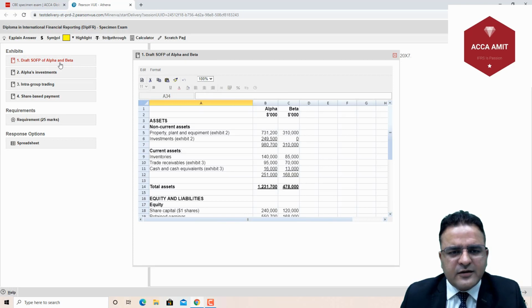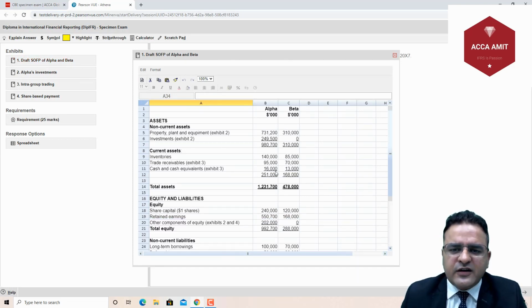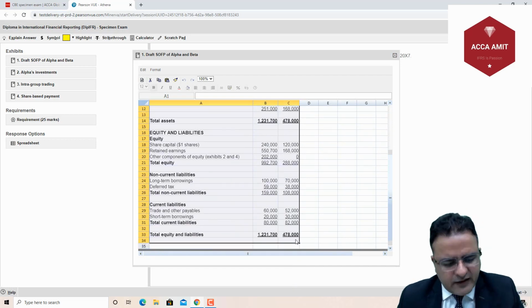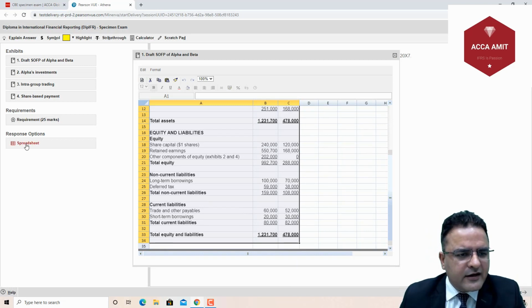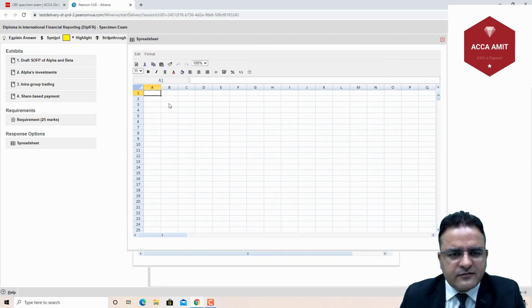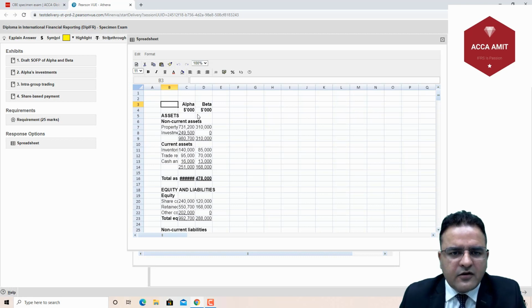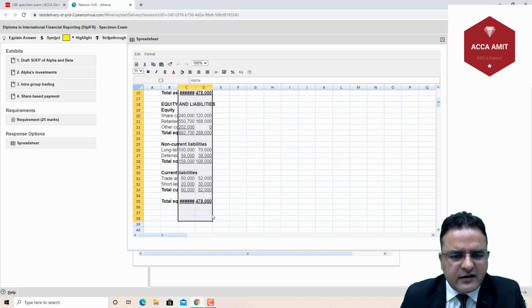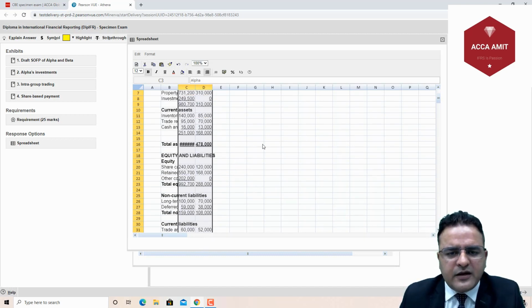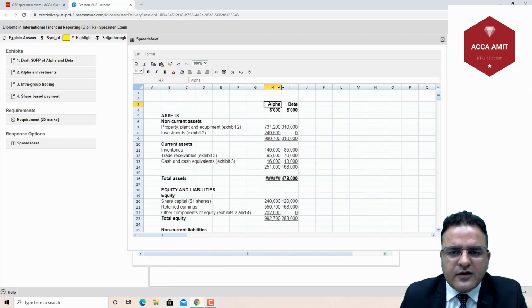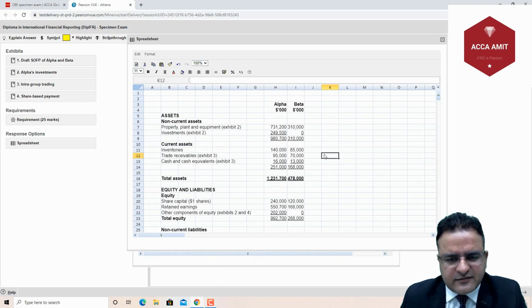We are given the draft financial statements of Alpha and Beta. Since we need to prepare consolidated financial statements, the first thing to be done is copy and paste this content, because you cannot make any changes in this sheet. So let's copy it and take it to the spreadsheet. This is how the spreadsheet will look. When you paste it here, some of the figures may not come out as clean as we want, so simply use cut and copy and spread them as you want. Now they look clean and clear. So this is the status.